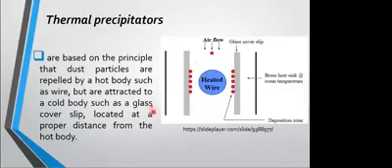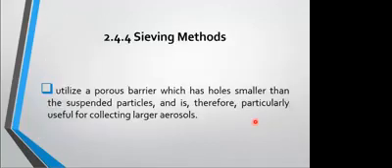So the problem now is that the particle deposition in the heat exchanger reduces the heat transfer, because the glass gets fouled, so it is harder to transfer heat. So that is one of the disadvantages of thermal precipitators. Another example we have is the sieving method.